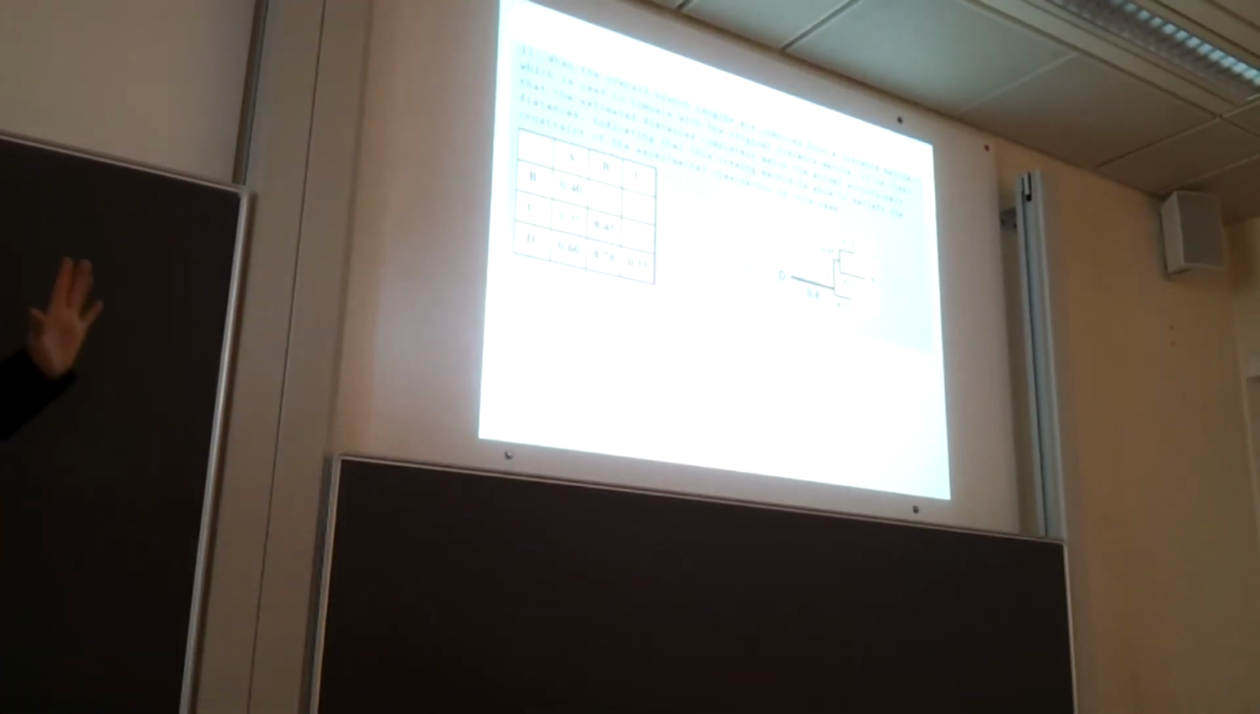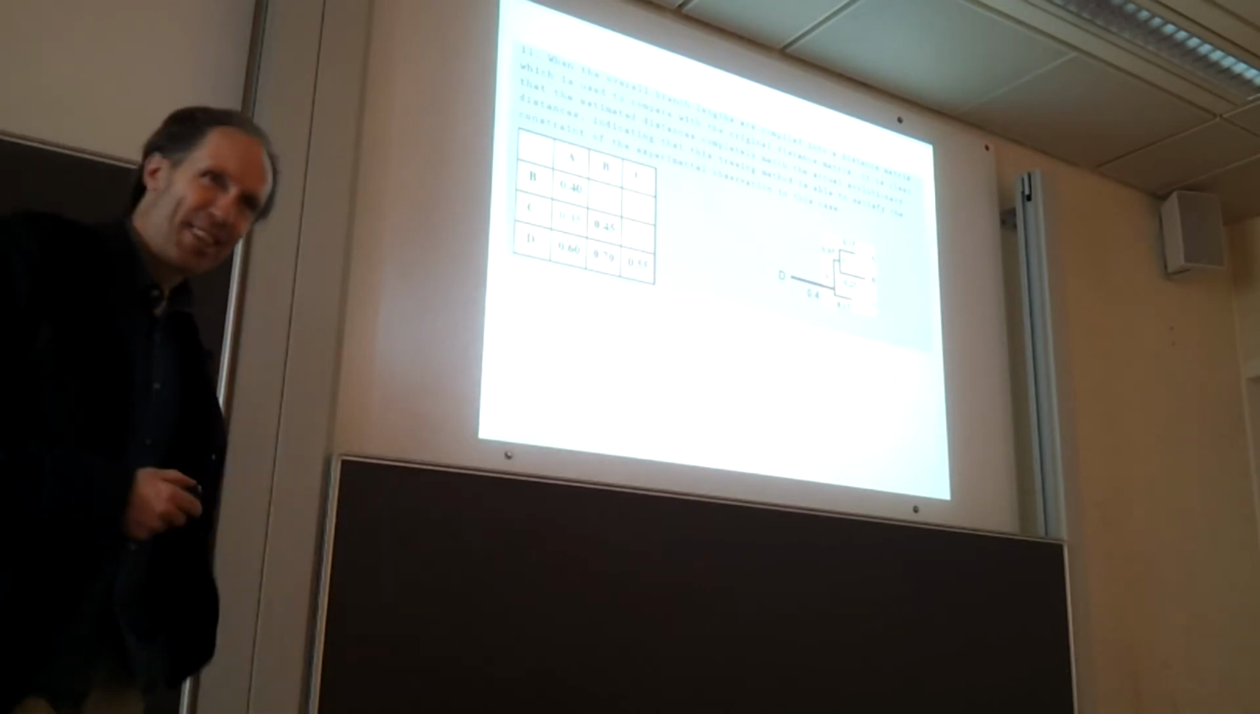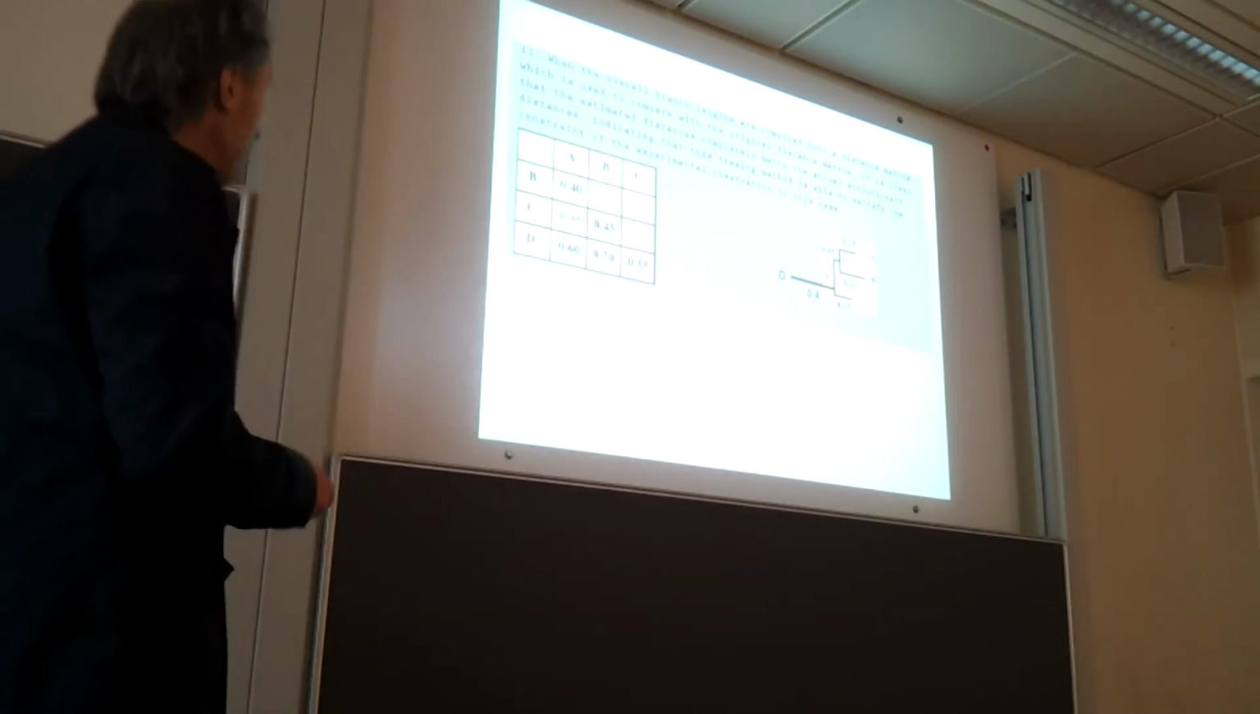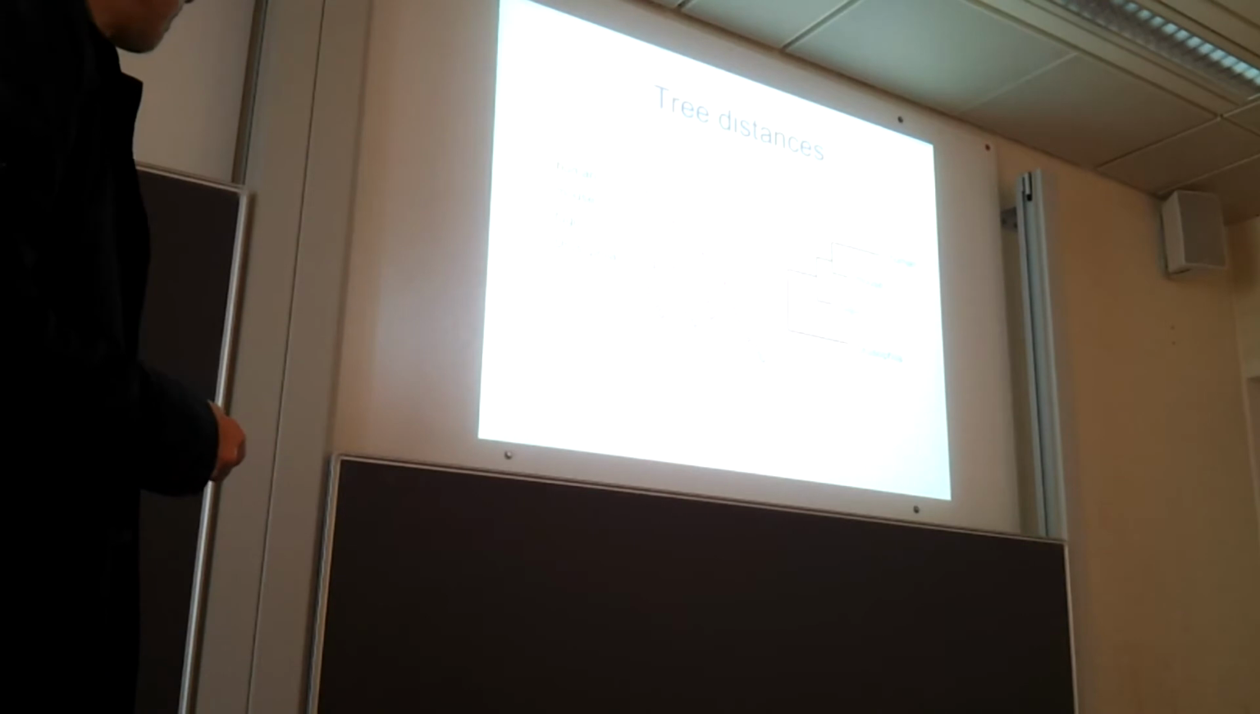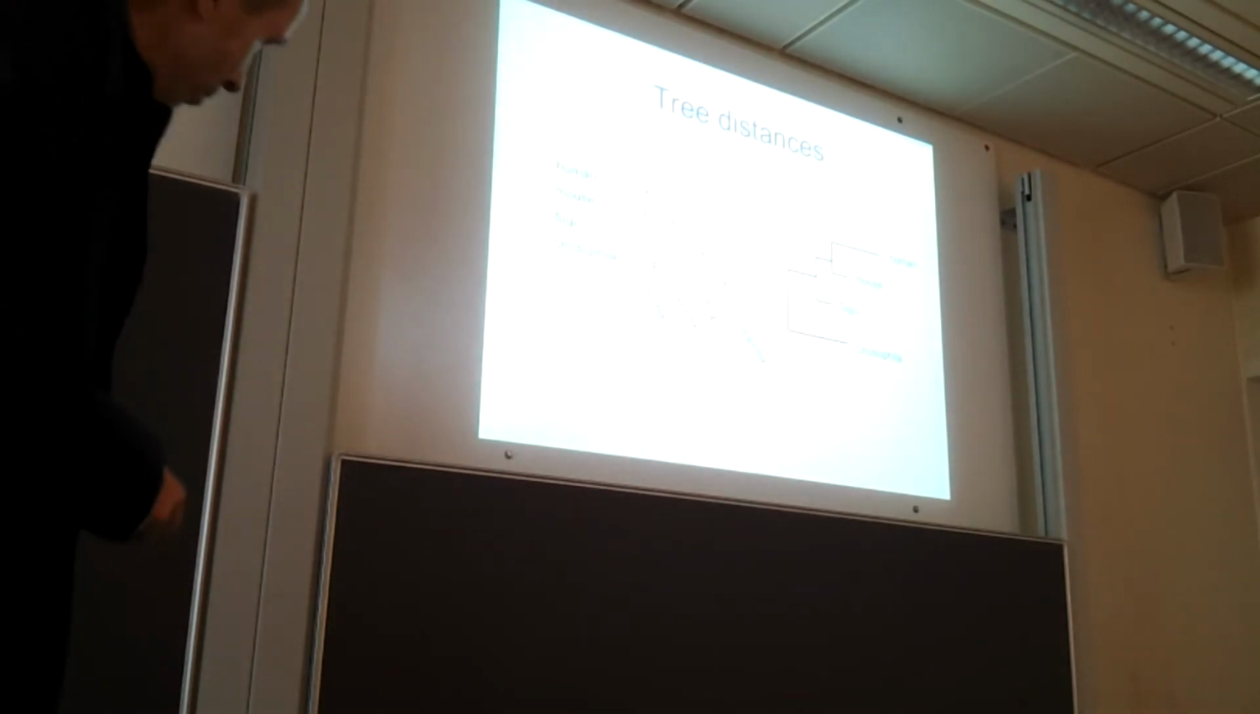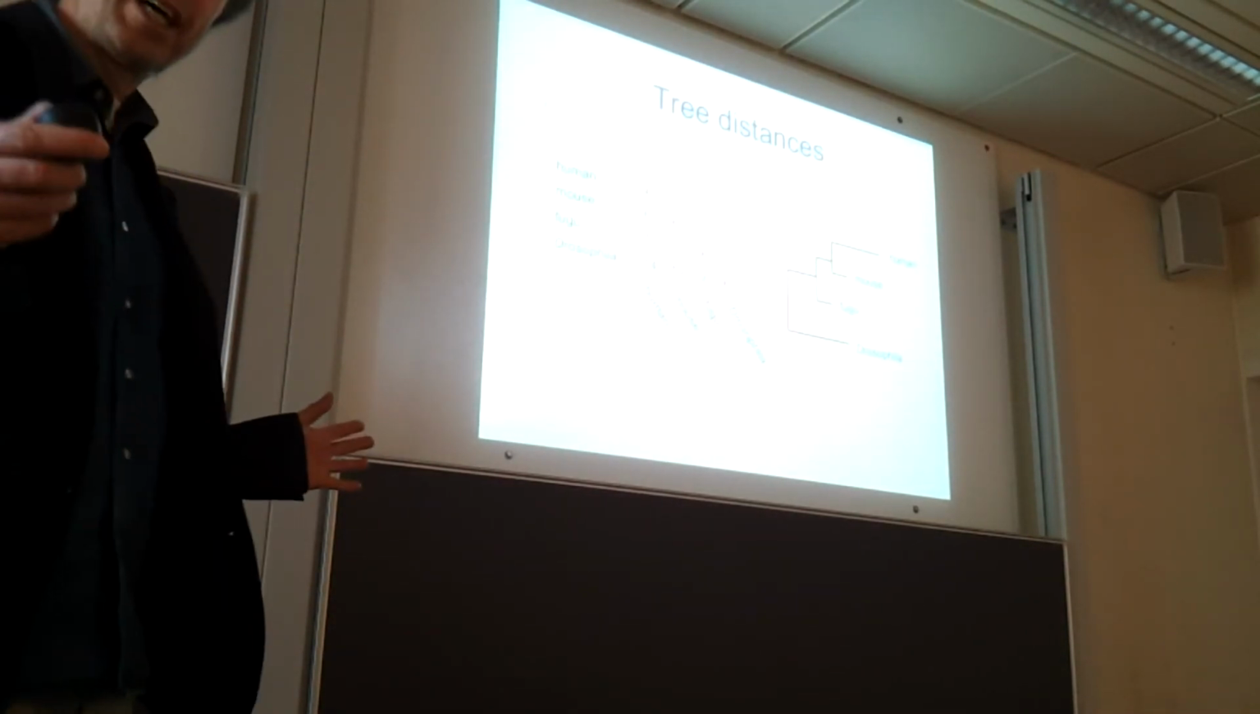Yeah? UPGMA is horrible. I was completely wrong. But neighbor joining is a pretty robust method. So that's nice to know. Okay, so that's one. You can just run it, right?